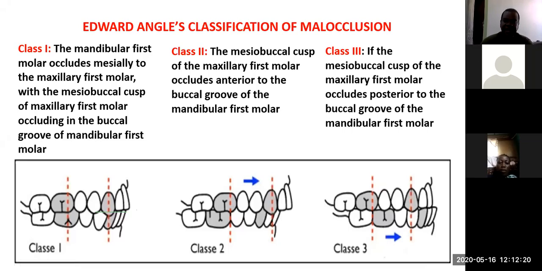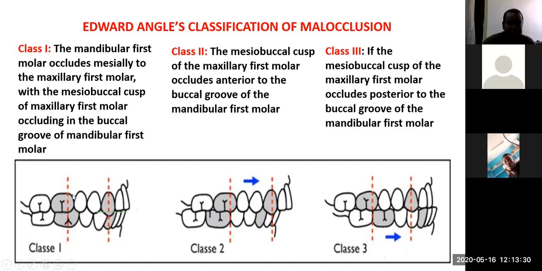Class one, we previously have defined it, is the mandibular first molar when it occludes mesially to the maxillary first molar. You know, we talked about the anterior previously, but now we are talking of the relationship between the posterior. I told you earlier that Edward Angle's classification of malocclusion takes the first maxillary molar as the reference point, or the canine. So, the mandibular first molar occludes mesially to the maxillary first molar, with the mesiobuccal cusp of the maxillary first molar occluding in the buccal groove of the mandibular first molar. You can see the relationship in the image here. I believe everybody can see the image.